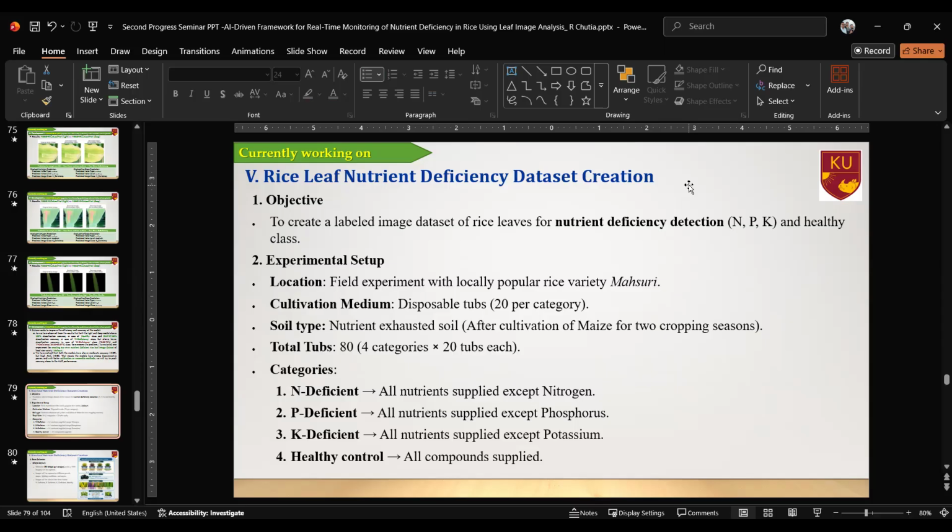For that we are using the rice variety Masuri, which is very popular in Assam. We are already in the sowing phase, and we are cultivating Masuri rice in disposable tubs, 20 per category. We have four classes: healthy and deficient, NPK deficient. So for a total of 4 classes, for each class we use 20 disposable tubs. And for the soil type, we have collected nutrient exhausted soil.